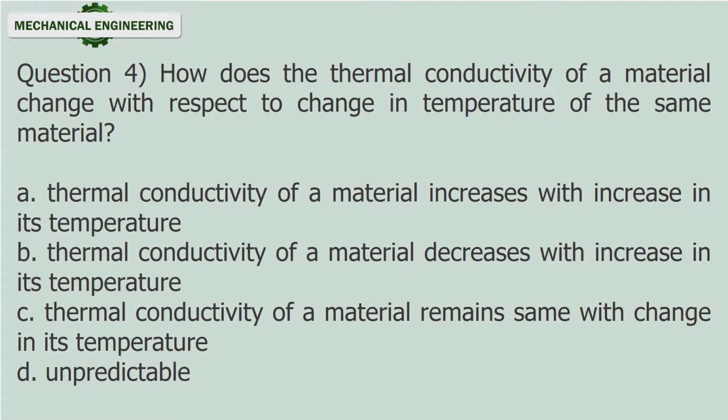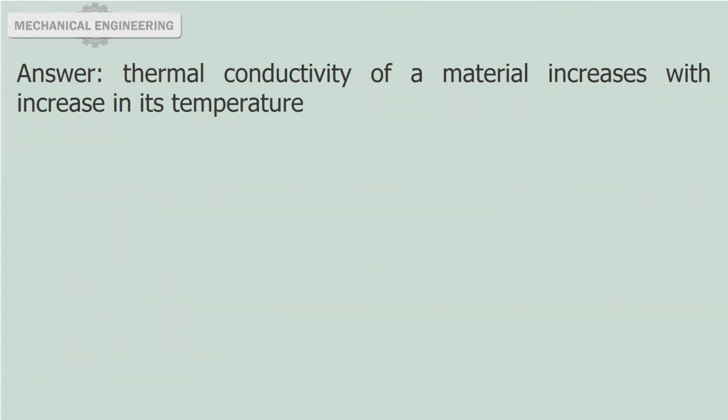Question 4. How does the thermal conductivity of a material change with respect to change in temperature of the same material? A. Thermal conductivity of a material increases with increase in its temperature. B. Thermal conductivity of a material decreases with increase in its temperature. C. Thermal conductivity of a material remains same with change in its temperature. D. Unpredictable. Answer: thermal conductivity of a material increases with increase in its temperature.